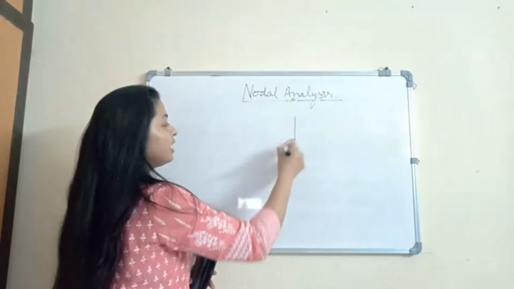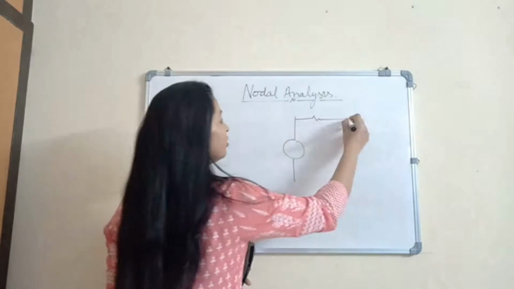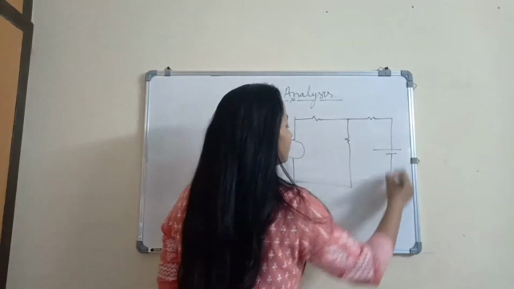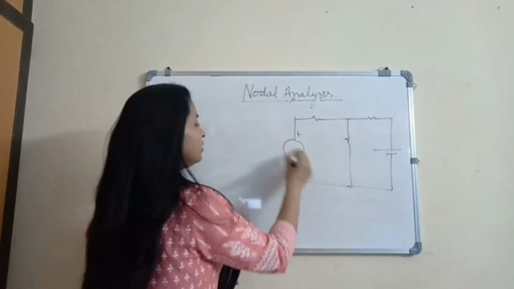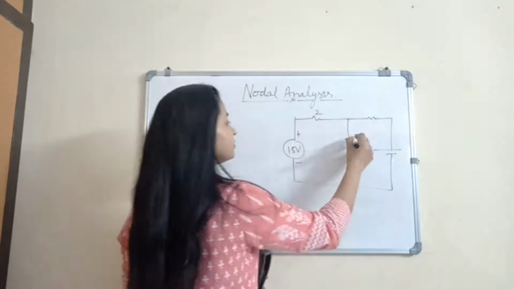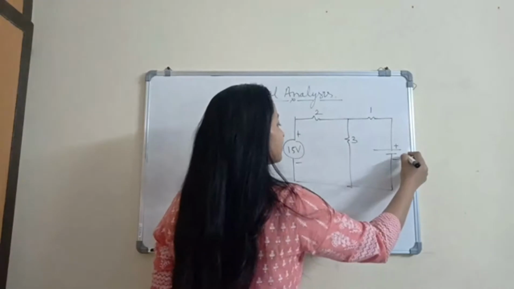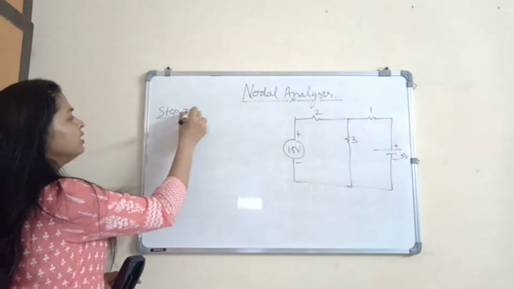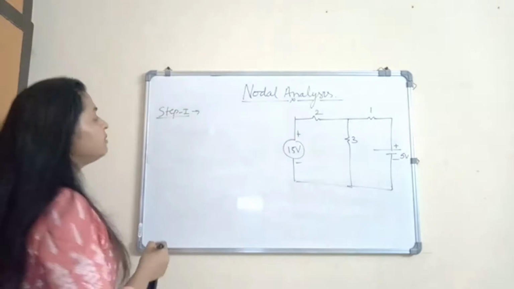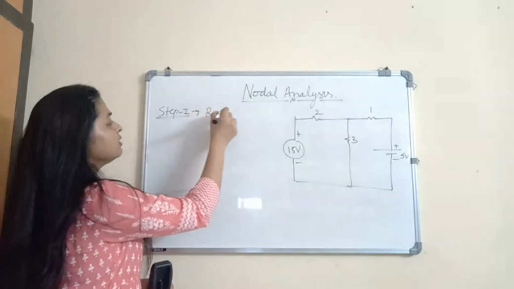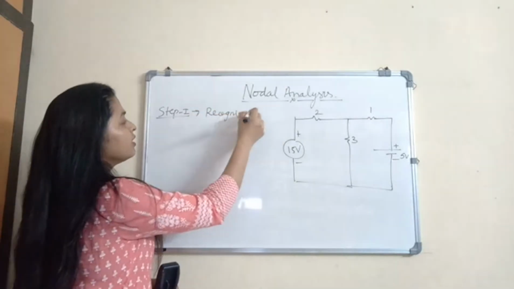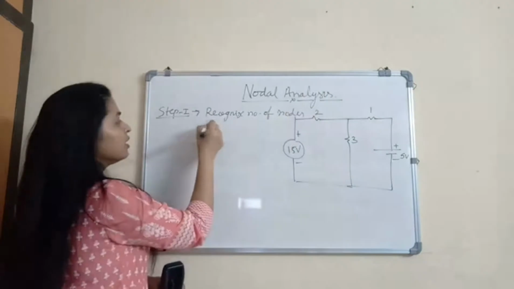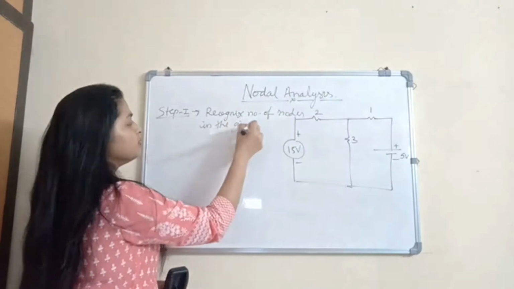So let's see how we apply Kirchhoff's current law in the nodal analysis method. We'll take one example, a very simple example. Now, we'll solve this step by step. Step number 1 says recognize the number of nodes in the given circuit.